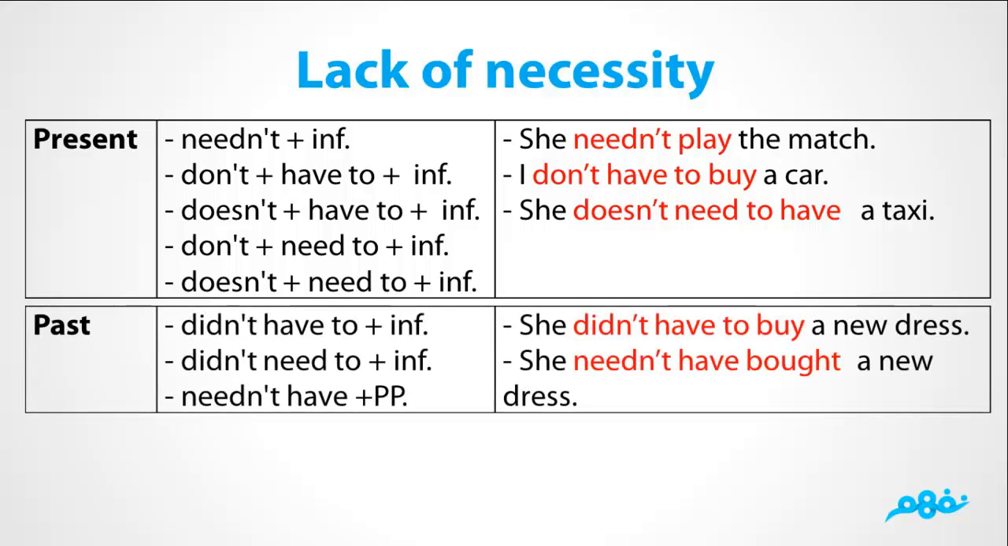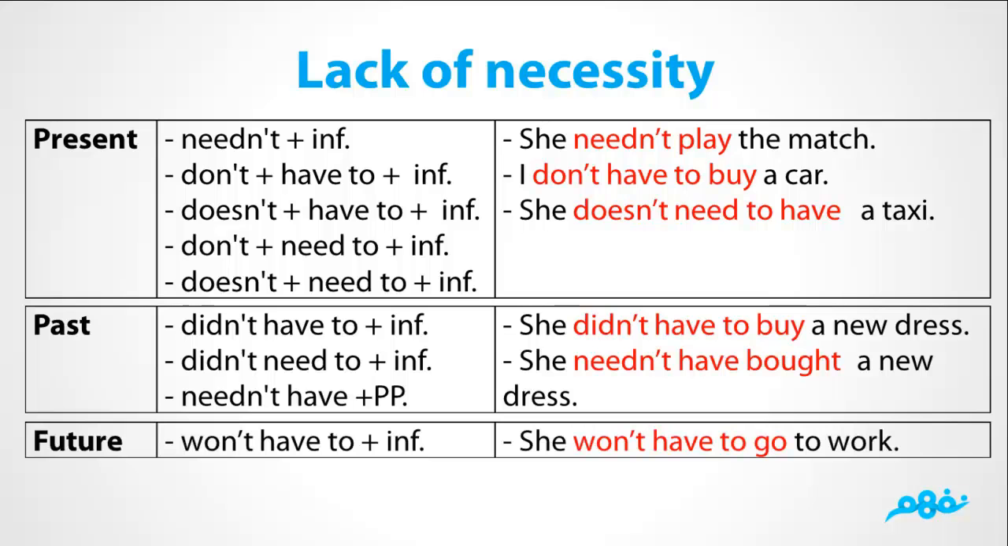In the past, we use didn't have to, didn't need to, or needn't have plus the past participle. She didn't have to buy a new dress. She needn't have bought a new dress. In the future, we use won't have to. She won't have to go to work.